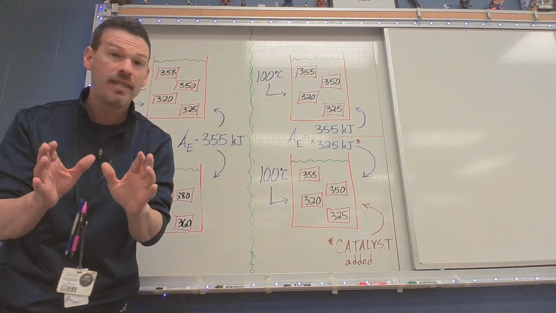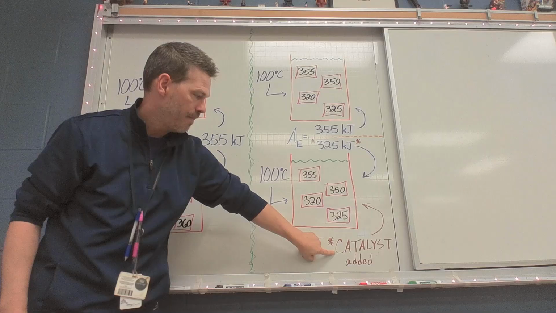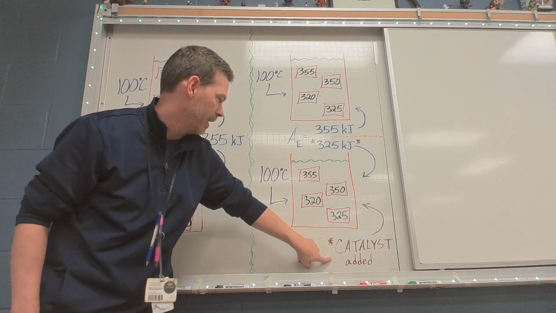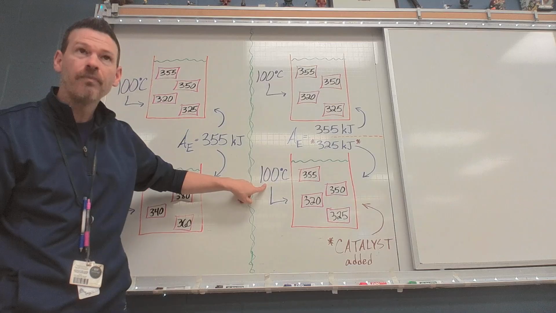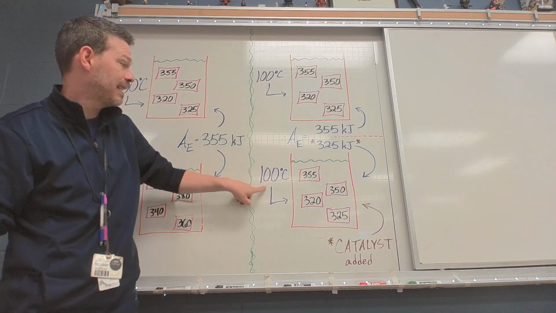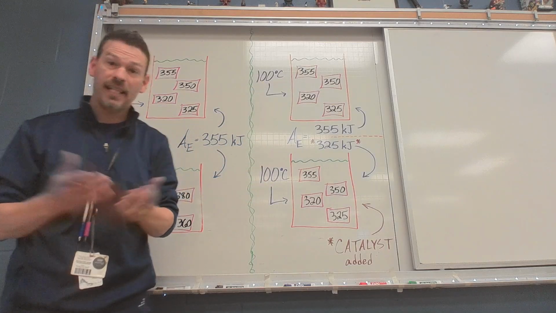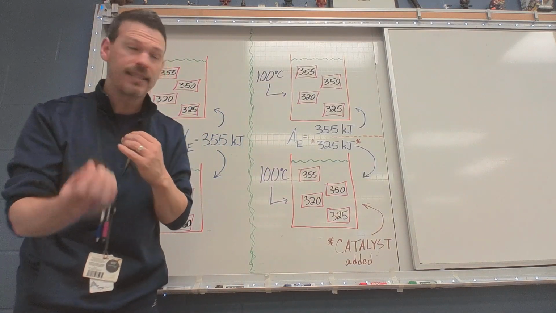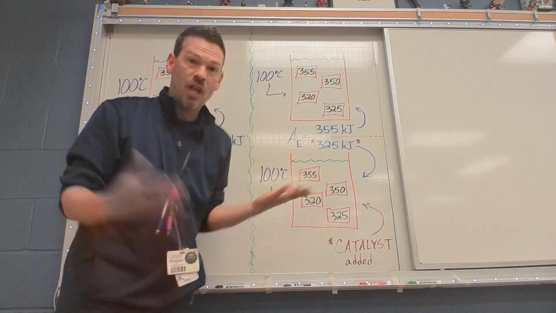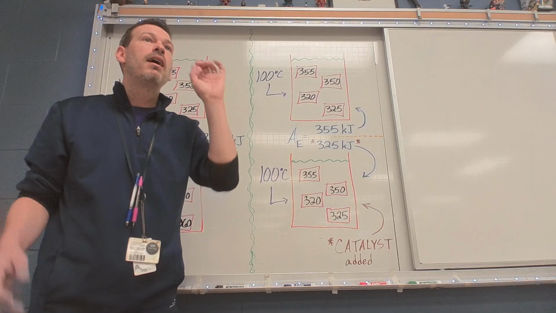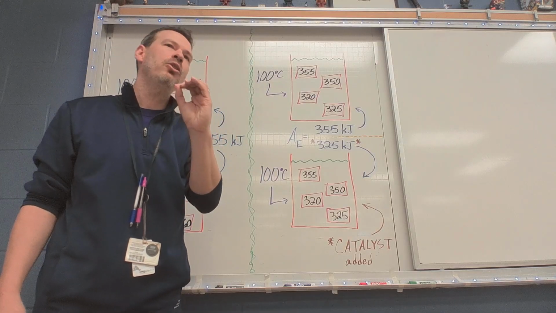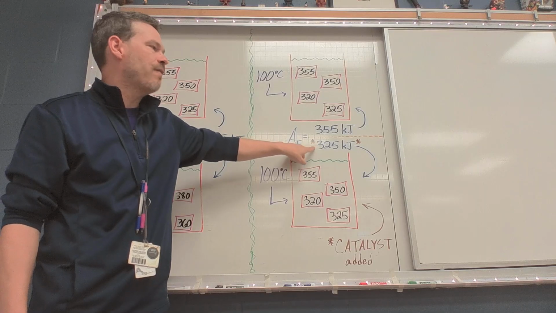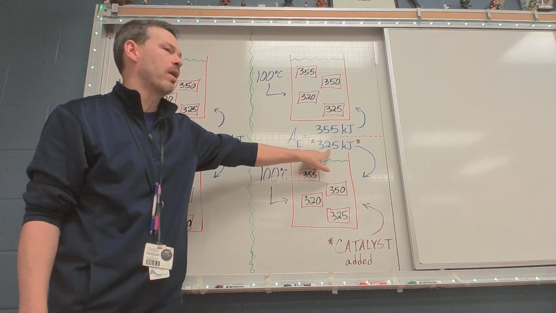But here's what I do to the other beaker. I added a catalyst. Did adding the catalyst change the temperature? No, they are both still at 100 degrees Celsius. And look, the energies are still exactly the same. Look at the rectangles, the reactants. Do you see how none of that changed? But what does a catalyst do? It lowers the activation energy. The activation energy of this beaker is 325.